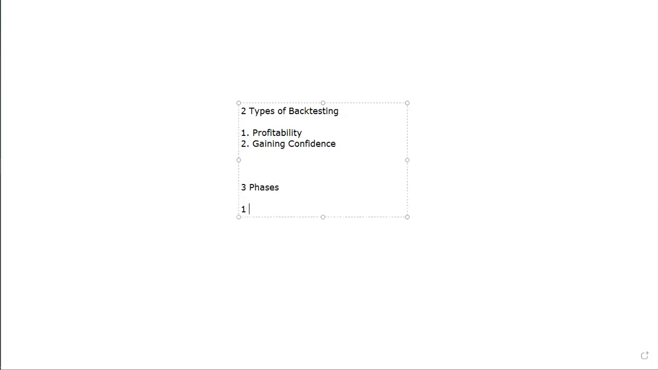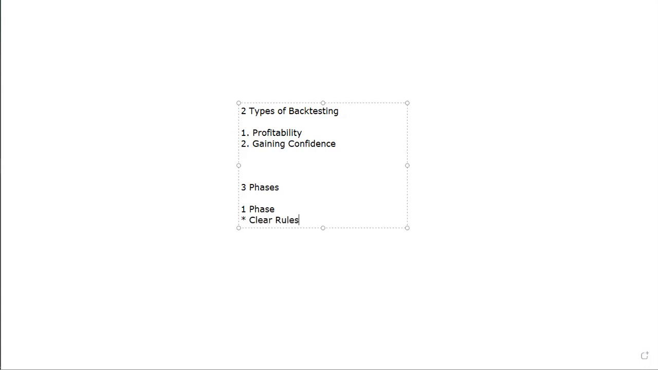So the first phase, let me actually make it bullet points. Phase one is clear rules for taking trades and testing. Now, what you need to have is clear rules.